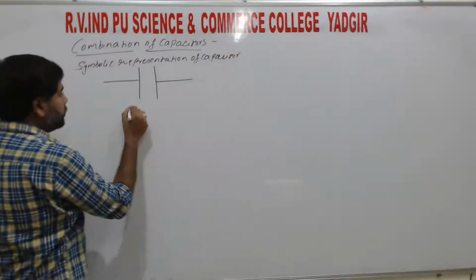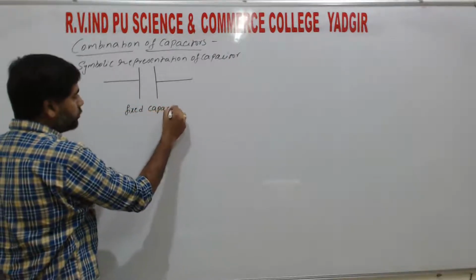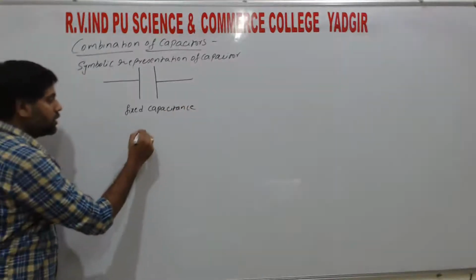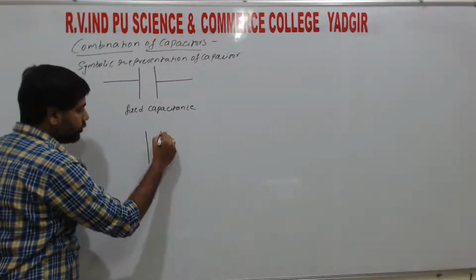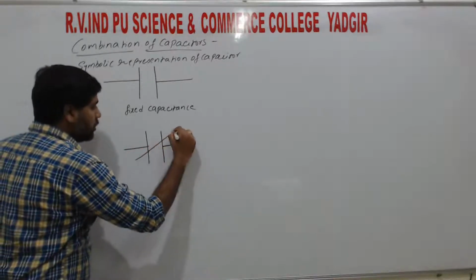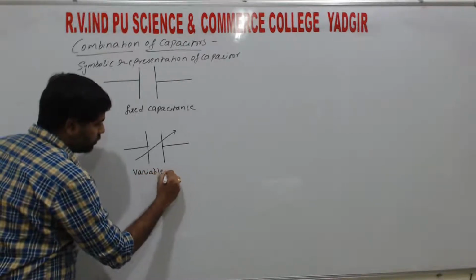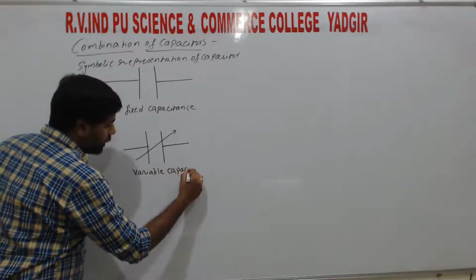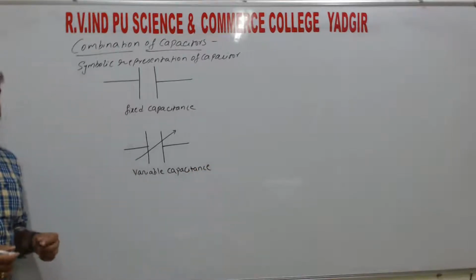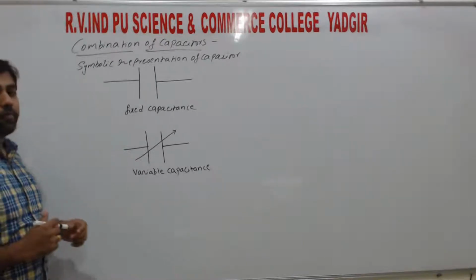So this one is fixed capacitance, right? So next, another one is the same capacitor, two parallel lines with an arrow mark. So that one is variable capacitance, right? So now here we are going to discuss the combination of capacitors.